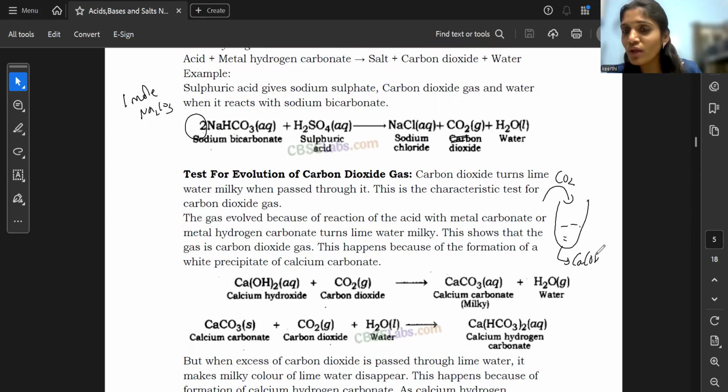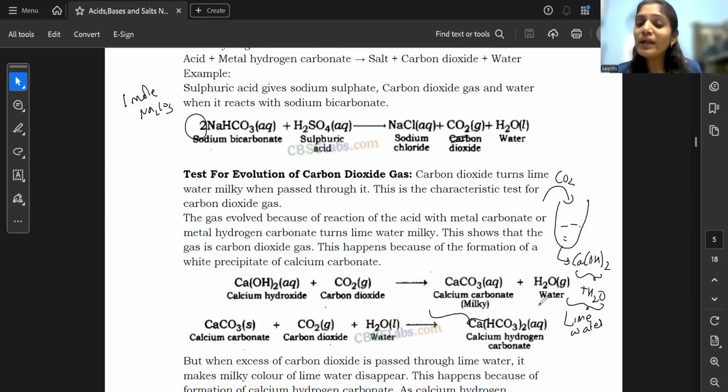What is lime water? It is a solution of calcium oxide. Okay, calcium oxide is slaked lime. When you make a solution of this slaked lime with water, what will happen? This I call lime water. Lime water is basically a solution of calcium hydroxide in water. Now when you pass carbon dioxide into this lime water, what do you get? You get a milky white precipitate, which is due to the formation of calcium carbonate, and you also get water. Clear? You get a milky white precipitate here, which is your calcium carbonate.